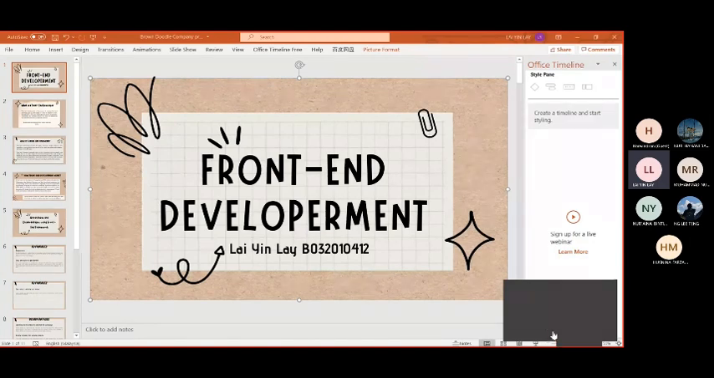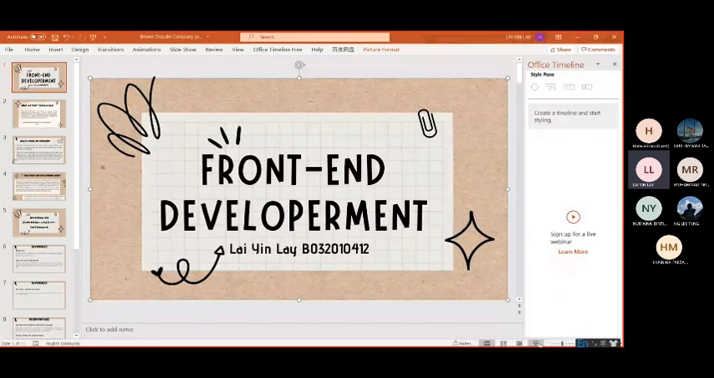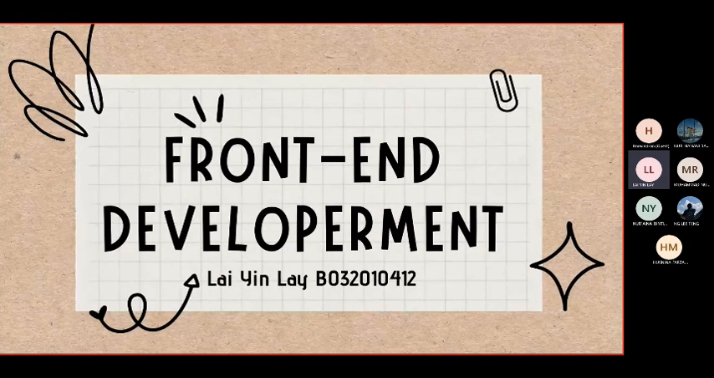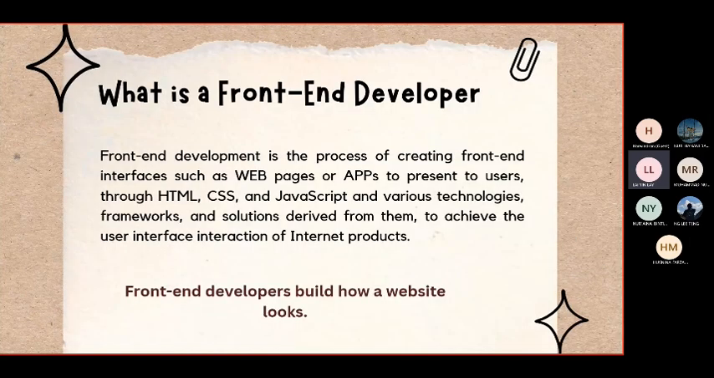Okay, good morning everyone. My name is Lei and I will present front-end development. What is a front-end developer? Front-end development is the process of creating front-end interfaces such as web pages or apps to present to users through HTML, CSS, and JavaScript and various technologies, frameworks, and solutions derived from them to achieve the user interface interaction of internet products. Front-end developers build how a website looks.